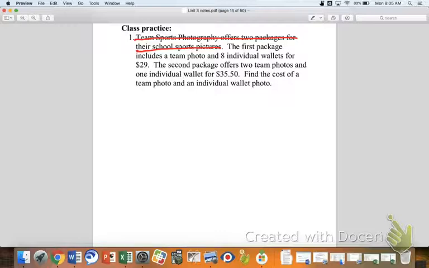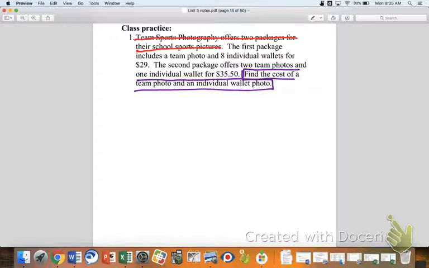And I want to point out to you guys that that final fourth sentence, that's the sentence that actually tells me, here's the thing that I want you to find. So I'm going to mark this up, and I'm going to actually put a box around this. It says, find the cost of a team photo and find the cost of an individual wallet photo. This is going to be the first little bit of direction that we get.